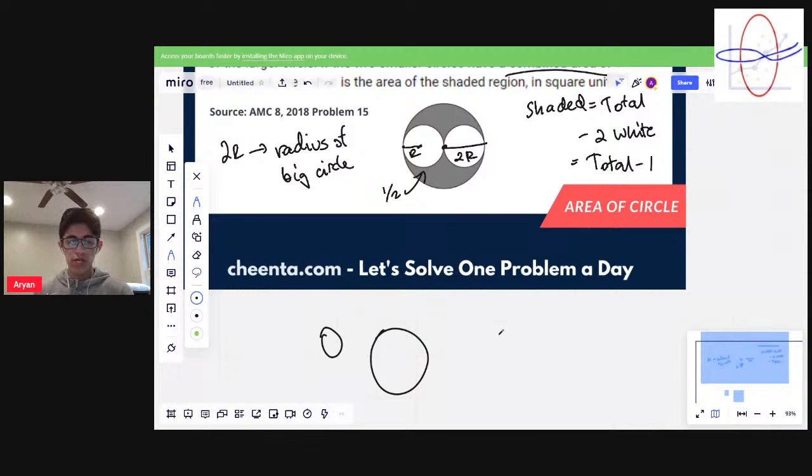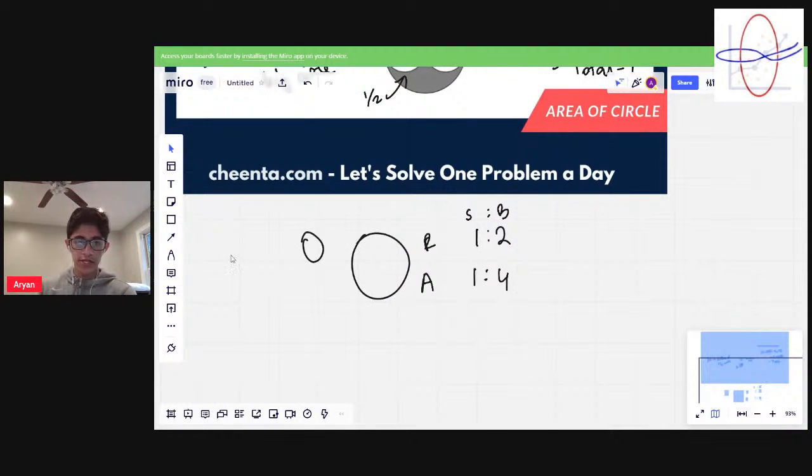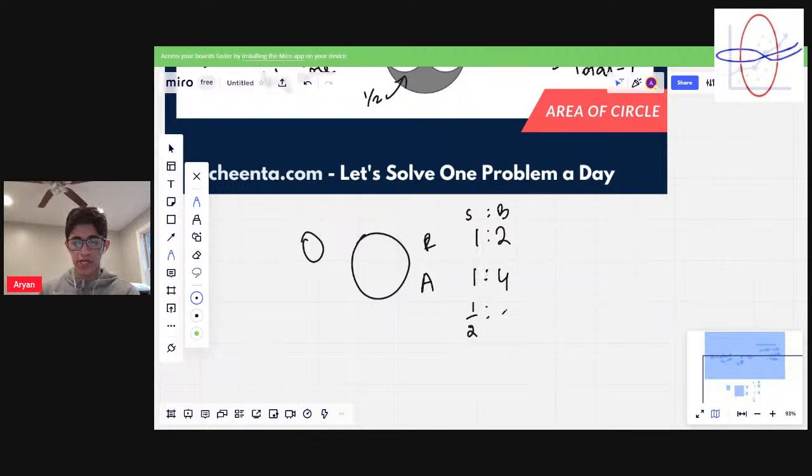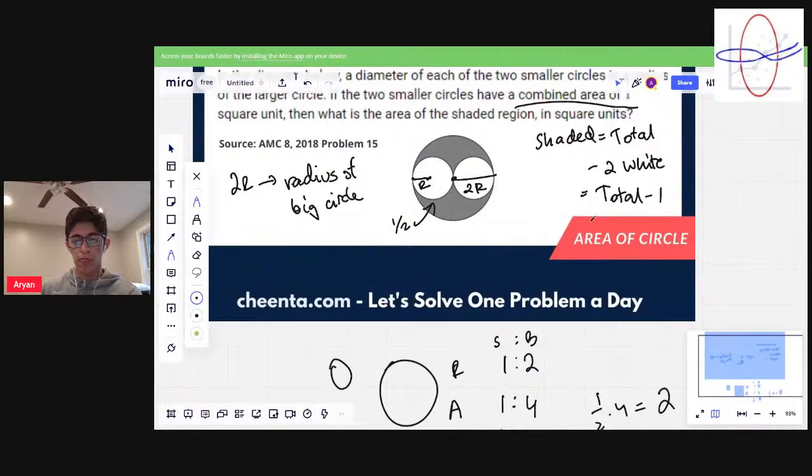If the side length ratio, or in this case the radius ratio, is 1 to 2 for small to big, then the ratio of the areas would be the square of that, 1 to 4. So 1 to 4 is the ratio of the areas. Now if I know half is the area of one of the small circles, what's the area of the big circle? We just multiply 1 times 4 to get 4, so half times 4 equals 2. So our big circle has an area of 2.